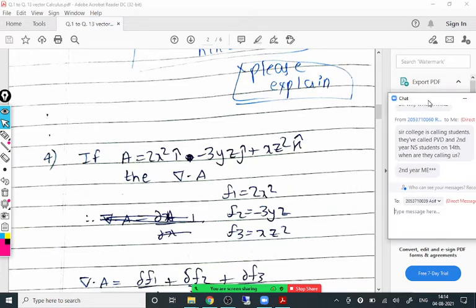So one of the division last or only first year ME for division. Okay, we'll not discuss that thing right now. Okay, we'll see that later on. Yes, college is calling. That's correct.